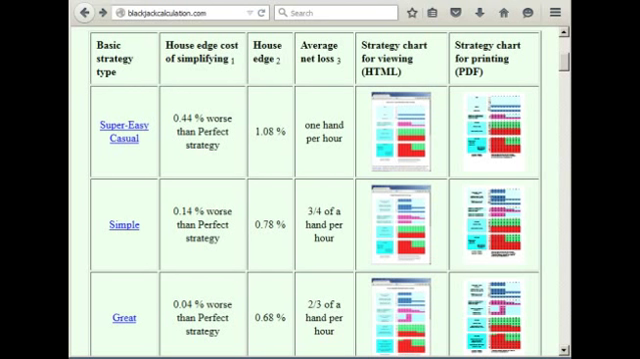Today I'm going to talk about what I call the super easy casual basic strategy. It has a house edge. When you play with this strategy, the house edge is about 1%, or so. If you're playing 100 hands per hour, you lose on the average of about one hand per hour, which is pretty good, much better than most other casino games. So let's get right down to it and look at what the strategy chart looks like.